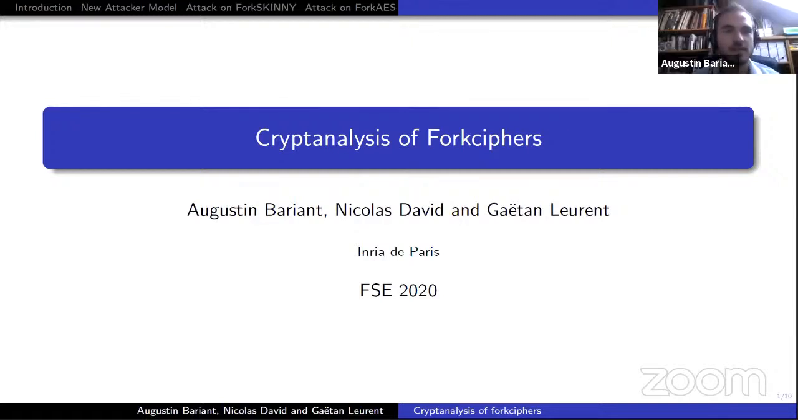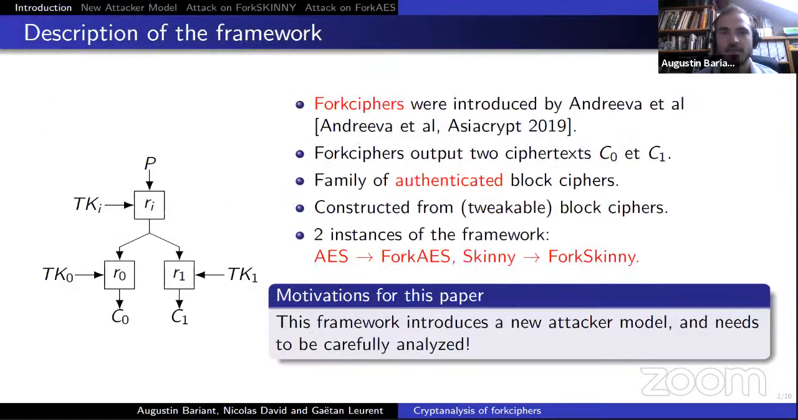So I will present during this 5-minute session our work, cryptanalysis of fork ciphers, by Gaëtan Laurent, Nicolas David, and myself. The fork cipher framework was introduced by Andreeva et al. in Asiacrypt 2019. A fork cipher outputs 2 ciphertexts, C0 and C1, instead of a single one. It forms a family of authenticated block ciphers, as the second one can be interpreted as a MAC. They are usually constructed from tweakable block ciphers. For now, there are 2 instances of the framework, ForkAES derived from AES and ForkSkinny from Skinny.